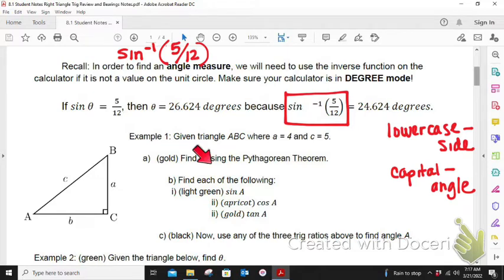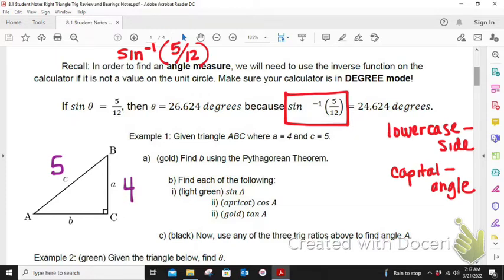So when it says triangle ABC, where little a is 4 and little c is 5, let's go ahead and label that on our triangle. Notice how little c is opposite of big C. So this big C represents angle C. Little c is directly across. So let's put our 5 here. So 5 is my little c. And then what else did they tell us? They told us that little a is 4.